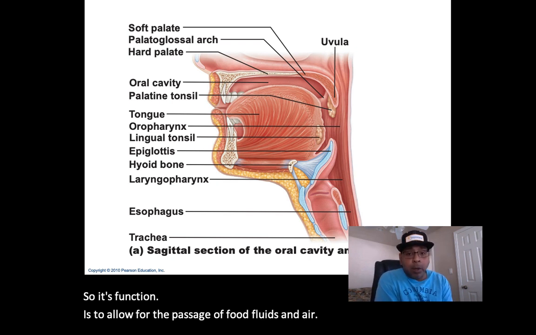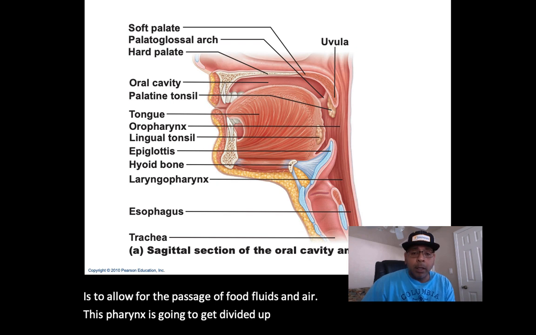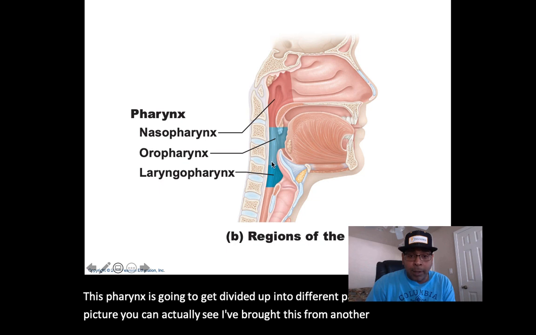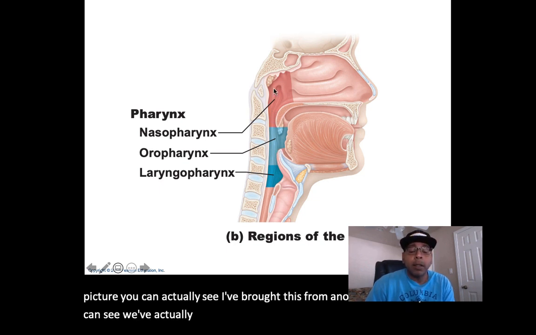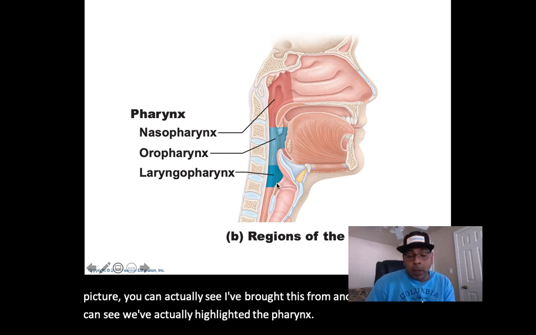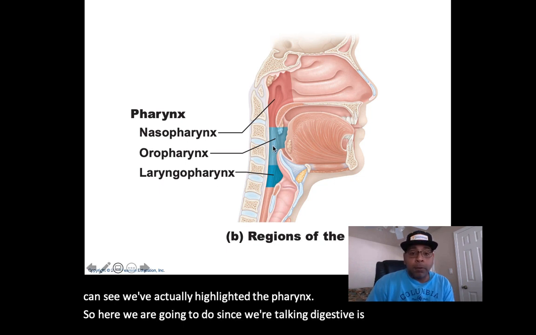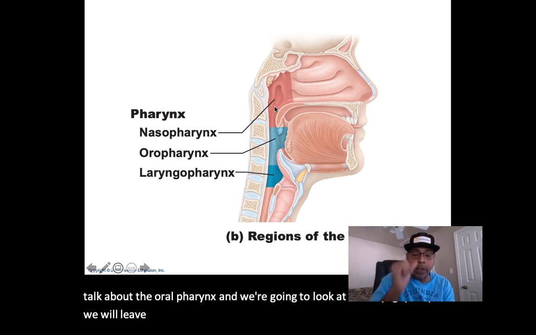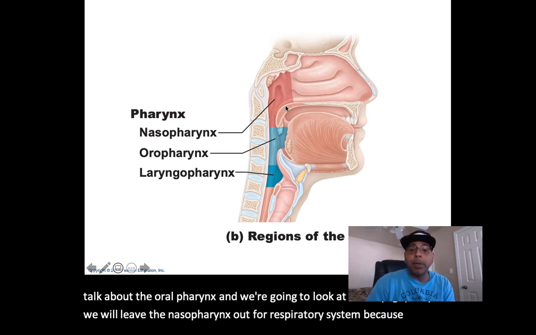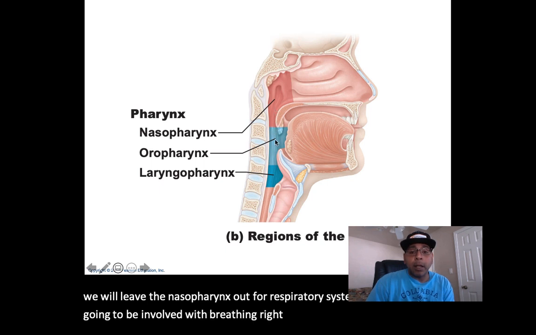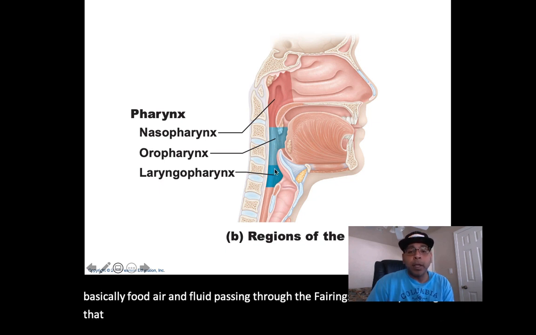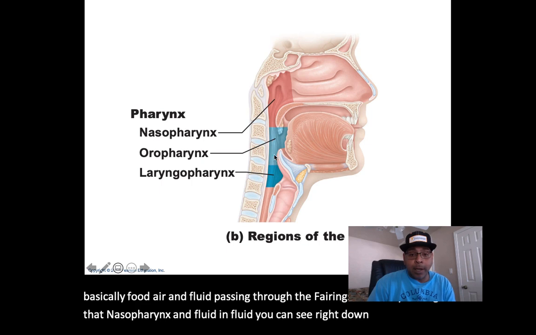This pharynx is going to get divided up into different parts. Here in this next picture, I've brought this from another area, and you can see we've actually highlighted the pharynx. Since we're talking digestive, we're going to talk about the oral pharynx and we're going to look at the laryngeal pharynx. We will leave the nasal pharynx out for the respiratory system because that's going to be involved with breathing, right? Food, air, and fluids are going to be passing through the pharynx. Air mostly through that nasal pharynx, and then food and fluids you can see right down in here. And then air obviously right down here as well.